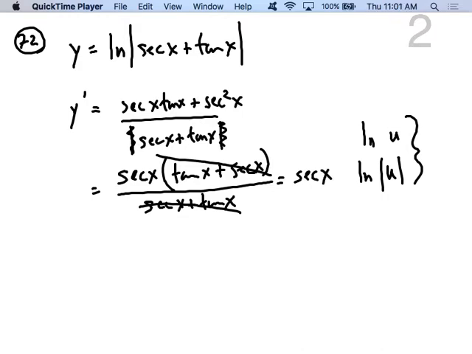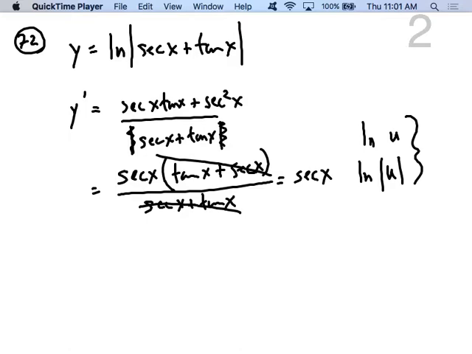Hey, remember yesterday when we did integrals? What's the integral of secant? The natural log of the absolute value of secant plus tangent. So that's all we did. We just proved that. We confirmed what we learned yesterday in that orange chart by doing the derivative. What else?